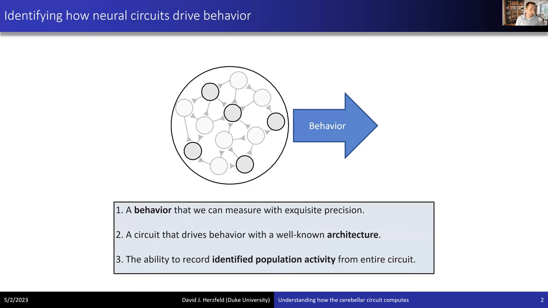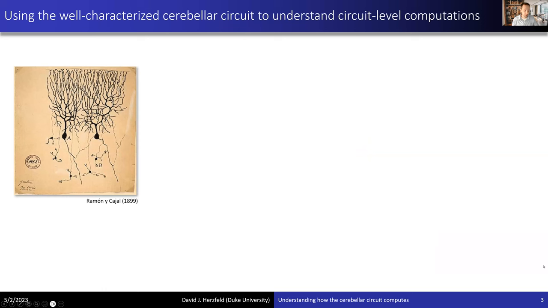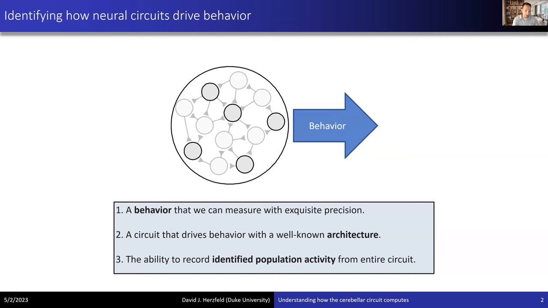And the second thing is you want a circuit that drives this behavior with a known architecture. You want to have some understanding about the underlying circuitry within the area that you're recording in. And finally, you want the ability to identify populations of neurons within this area. You want to know that you're recording from this particular neuron in this place in the circuit.